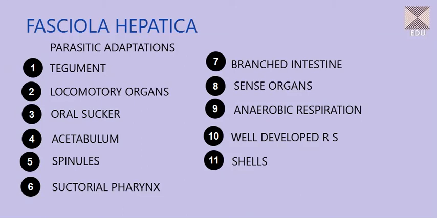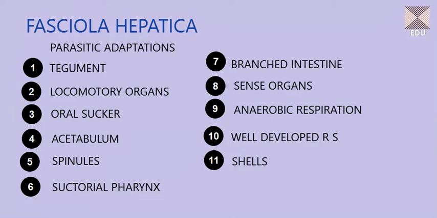The shells also help to cope with unfavorable conditions, and whenever the operculum, or the cap of this shell, opens, only then will the miracidium larva come out of these shells. That's how the shell helps in ensuring the next generation, producing the next generations in a closed environment and in safe conditions.